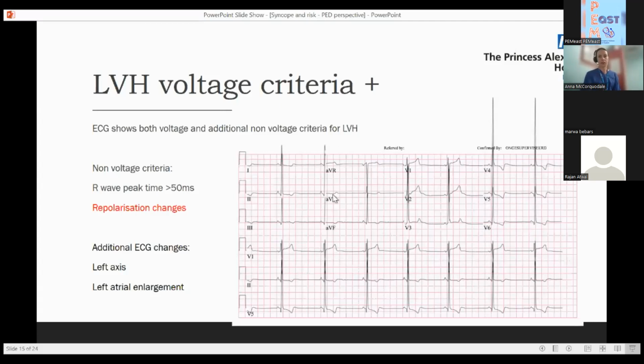Additionally, he's got a normal axis, but other children might have more of a left axis deviation or the feeling of left atrial enlargement, so a longer P wave, a broad base to the P wave, possibly with a notch in the top. He does not have these, but these are additional possible non-voltage criteria. So if you have voltage criteria plus one or more of these, the red one being what he has, then your risk threshold for him having something cardiac going wrong with his left ventricle, most likely hypertrophic cardiomyopathy, but other things too, shoots up, okay?